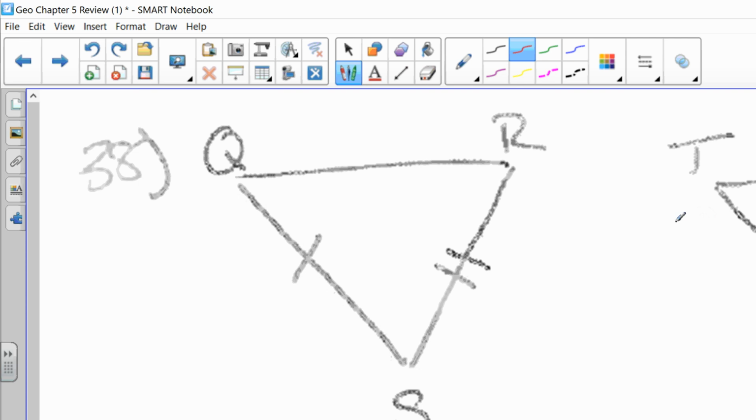Let's look at 38. Is there enough information to say that these two triangles are congruent? No. Because how many sets of sides do we have? Do we have any angles? How many pieces do we need to just be able to say yes or no? 3. So if I have less than 3, it's an automatic no.